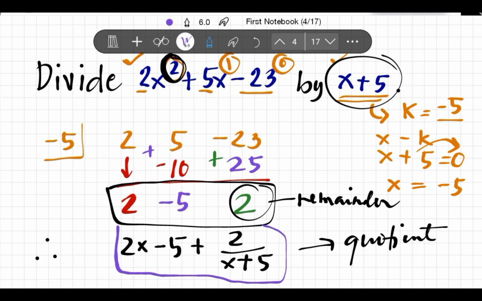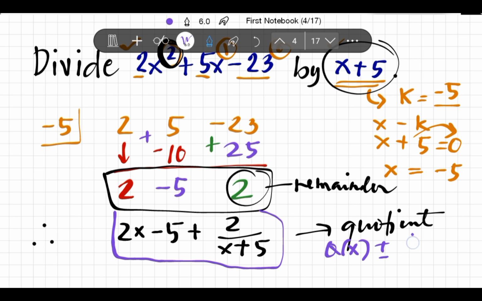Why? Because again, quotient is written in the form q of x plus or minus r of x over d of x, wherein r of x is the remainder, the 2, so we put it here, and then d of x is the divisor, this x plus 5. So we have here plus because it is positive 2. But if the remainder is negative, we will put here minus 2 over x plus 5.